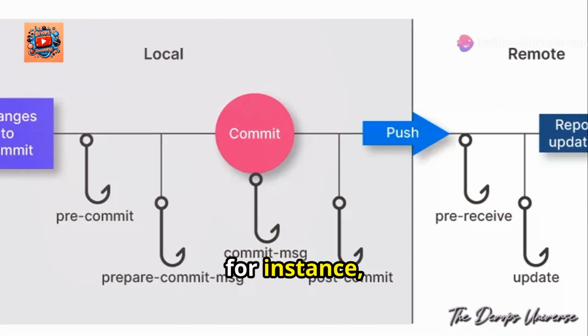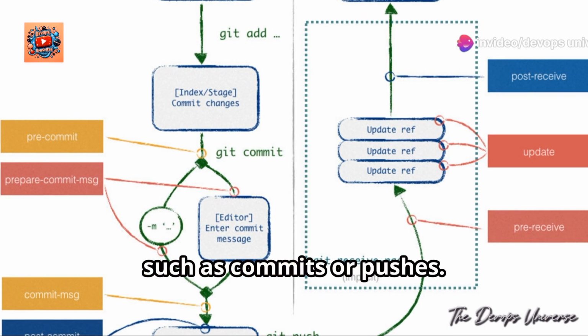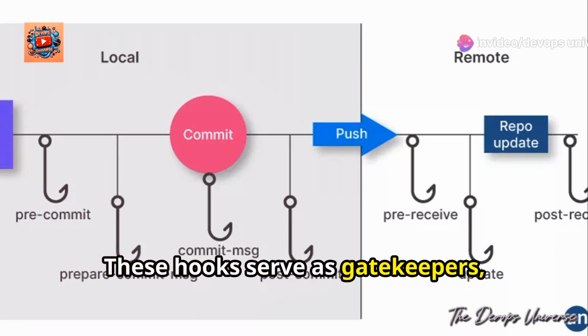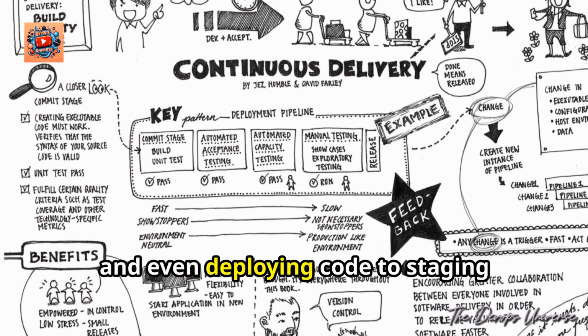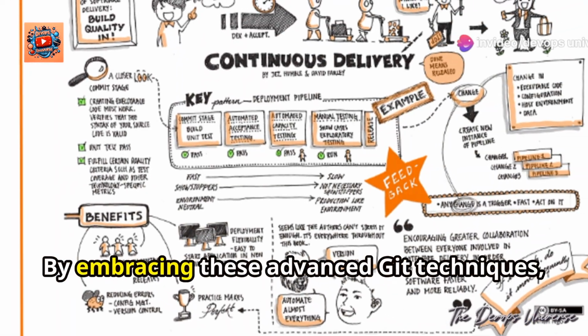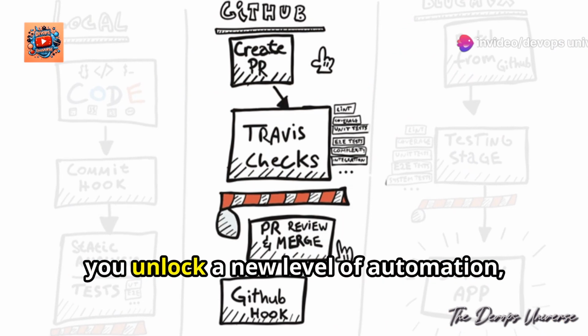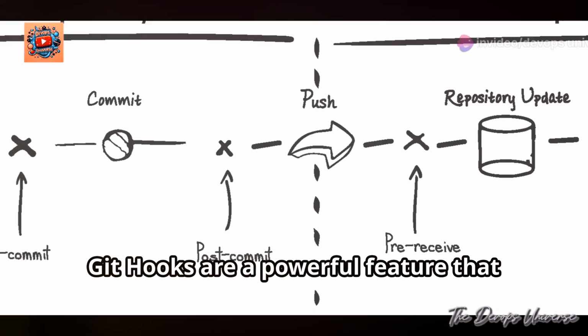Git hooks, for instance, act as automated scripts triggered by specific Git events such as commits or pushes. These hooks serve as gatekeepers, enforcing code quality standards, running automated tests, and even deploying code to staging environments without manual intervention. By embracing these advanced Git techniques, you unlock a new level of automation, efficiency, and reliability in your CI pipeline.